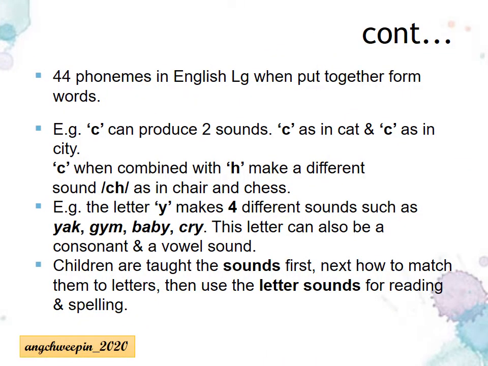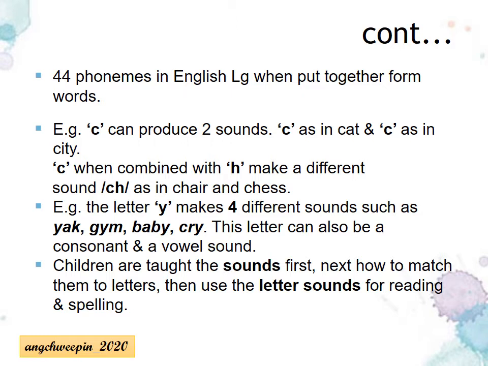There are over 44 phonemes in the English language which, when put together, form words. For instance, C. C can make two sounds. There are K as in cat and S as in city. Also, C can combine with H to make a different sound, Ch as in chair and chess. For instance, the letter Y. The letter Y makes 4 different sounds, such as yuck, gym, baby, cry. In addition, the letter Y can make consonant and vowel sounds.